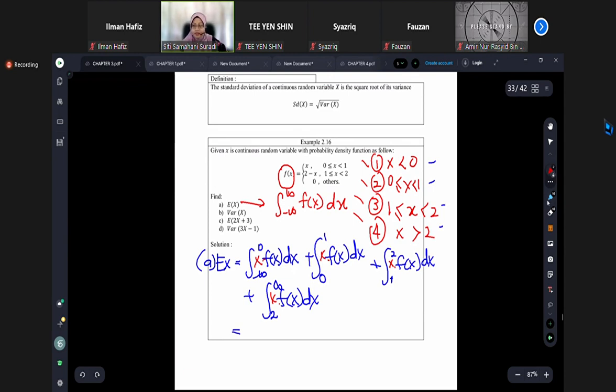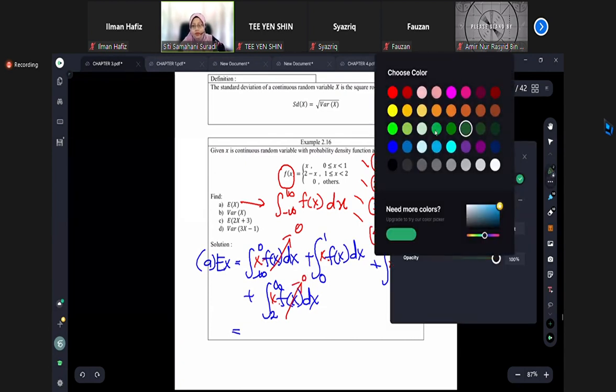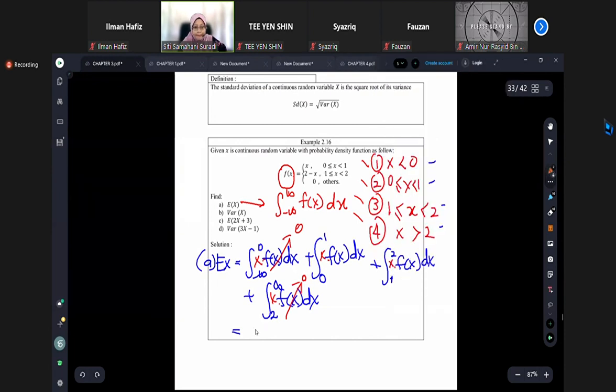Okay, f(x) for other than this range, that means consider 0. This one also 0. So therefore, you only have left between 0 to 1 of x f(x) dx plus 1 to 2 of x f(x) dx. Get it? So, just integrate for this one.